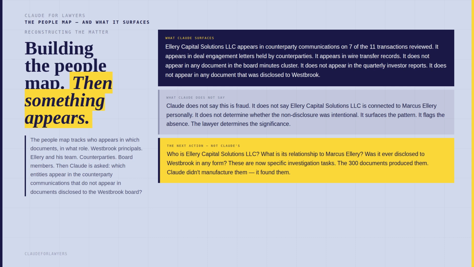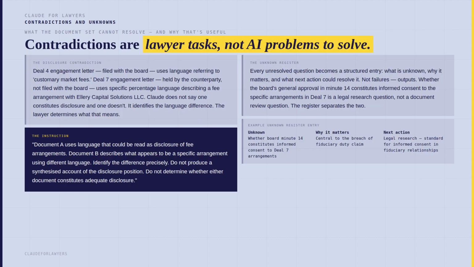Was it disclosed verbally at a board meeting and not recorded? These are investigation tasks. Claude didn't manufacture them. It found them in the documents. With the people map and chronology built, the next work is finding where the documents conflict and where the picture has gaps. Two engagement letters.